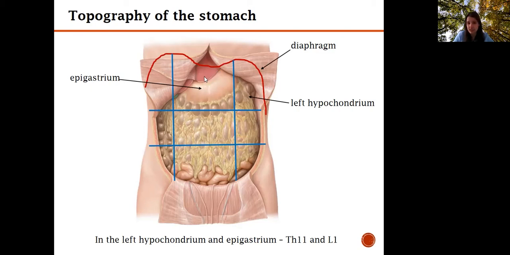So in the level of these vertebrae, in a lying position at least. In a standing position, the stomach can sink down until L3 or L4 even.